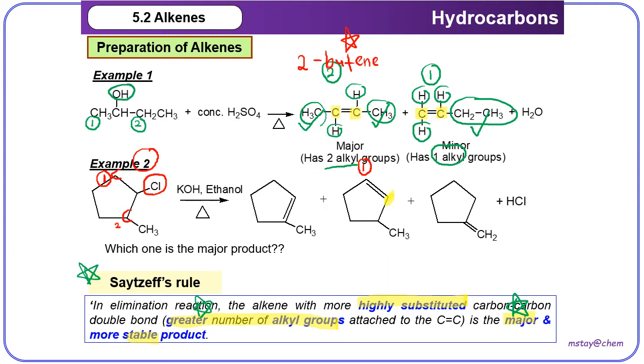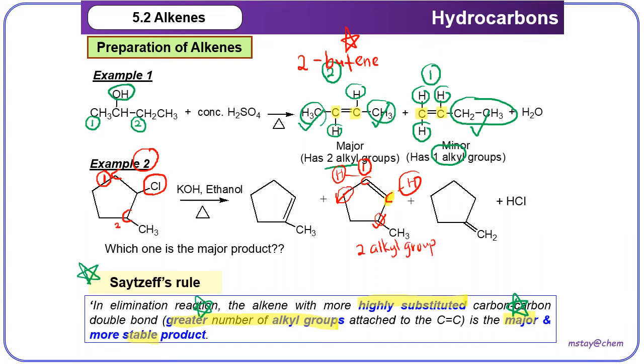For your information, we need to find out the groups on each carbon. The carbon here has 1, 2, 3, and one more bond is hydrogen. This one also has 1, 2, 3, and the one more bond is hydrogen. And then the fourth bond is here. So for this one, we have 1 alkyl group, 2 alkyl groups.